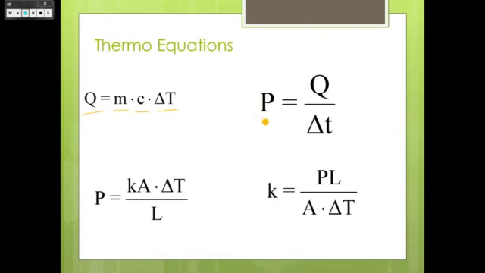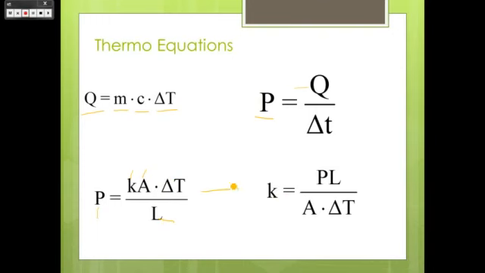Over here we have P, which stands for our rate of energy transfer, and that's in watts. Once again, we have the Q. Delta little t is the change in time in seconds. Back over here to our P, that's the rate of energy transfer in watts. K is our thermal conductivity. A is the area. Delta big T is again the change in temperature. L is the thickness of the material.